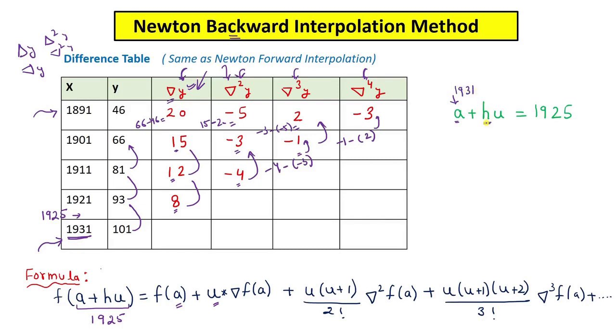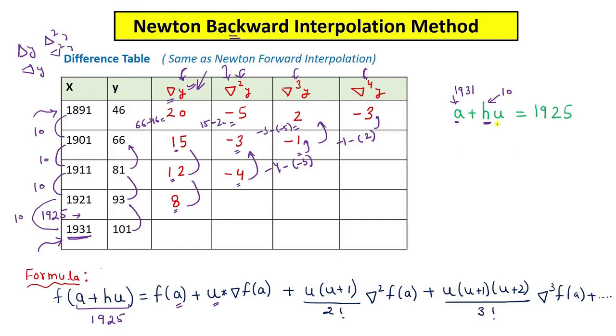Now what is this h? This h is the interval gap. Interval gap means the difference between the x values. The difference between 1891 and 1901 is 10, right? The gap between the next two values is also 10, and the difference between 1921 and 1931 is again 10. So all these x values are equally spaced, and h is equal to 10. You have to take care that you take just the gap value, a positive value. We are not taking the sign.